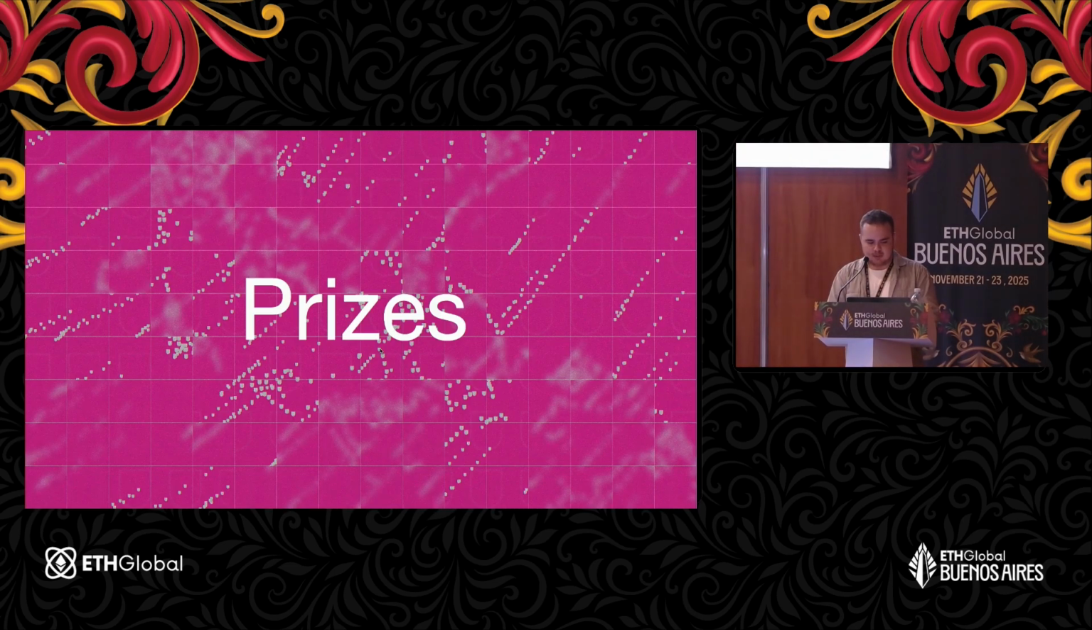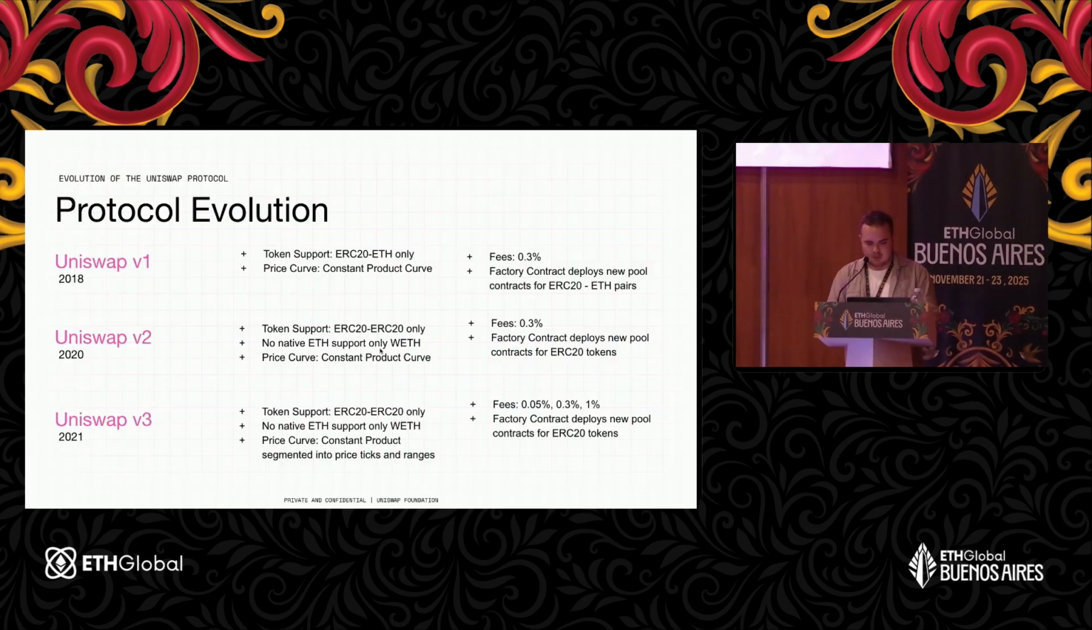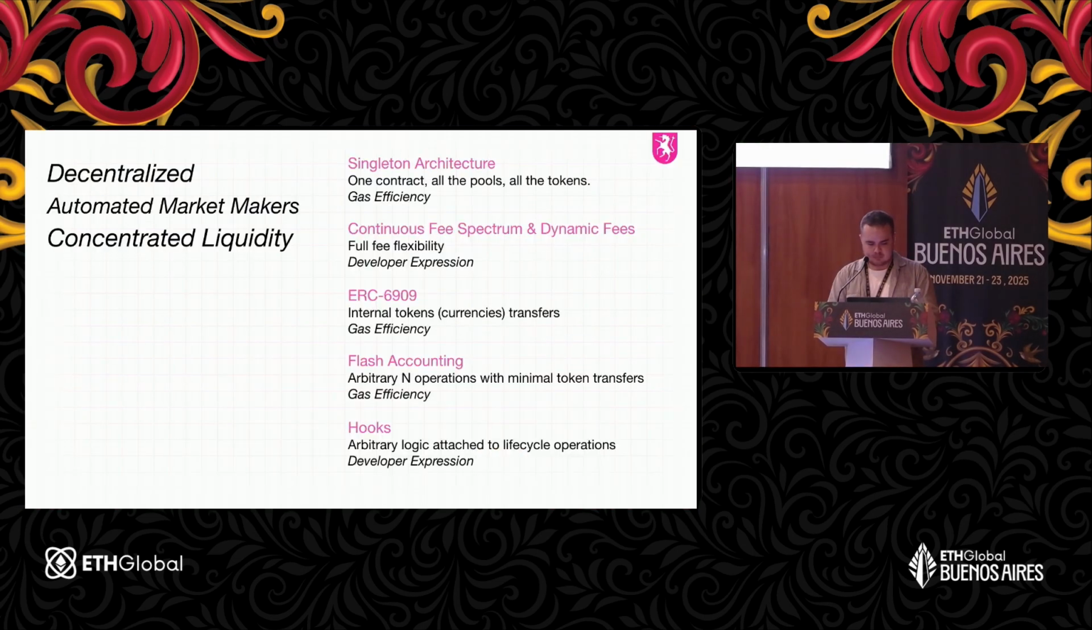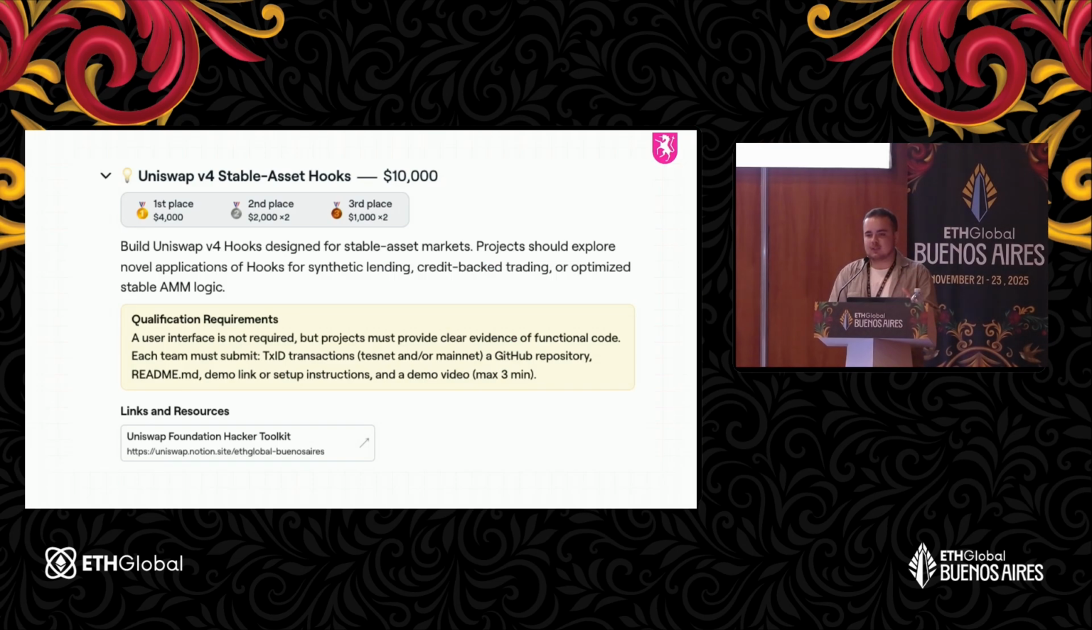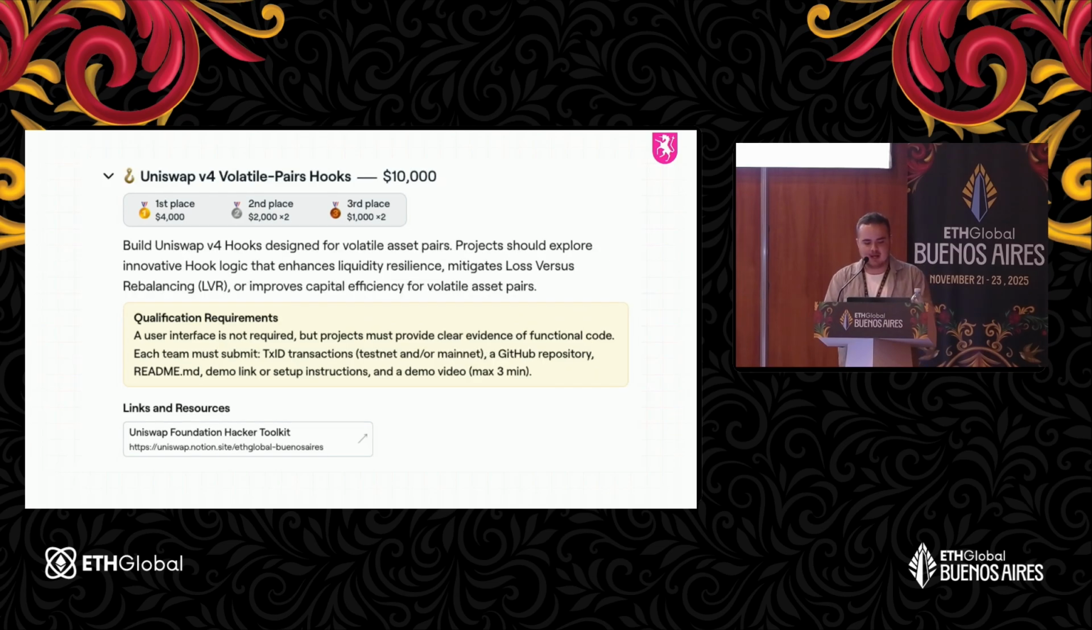And going back, just to wrap up, there are two different tracks. One is based on stable assets, so we're working on stablecoins or things like that, so we can create the best incentives for that kind of assets. And then we have another track for volatile pairs, which means other kinds of assets.